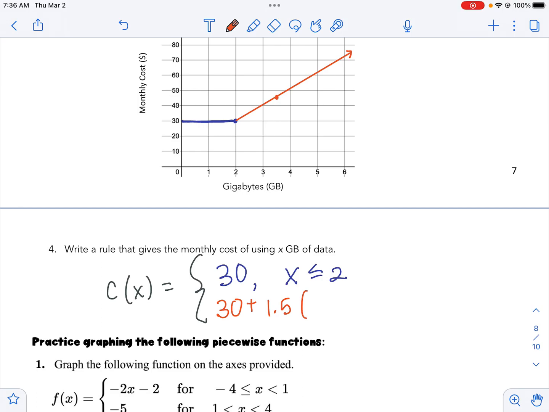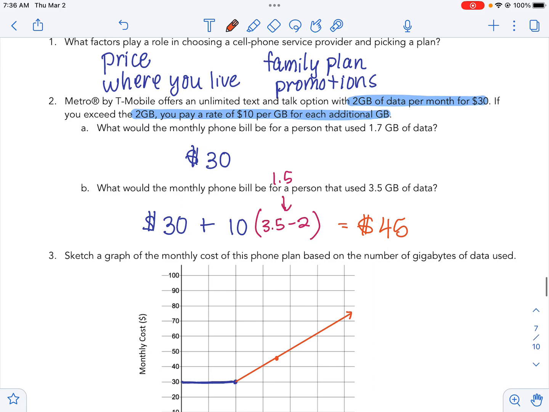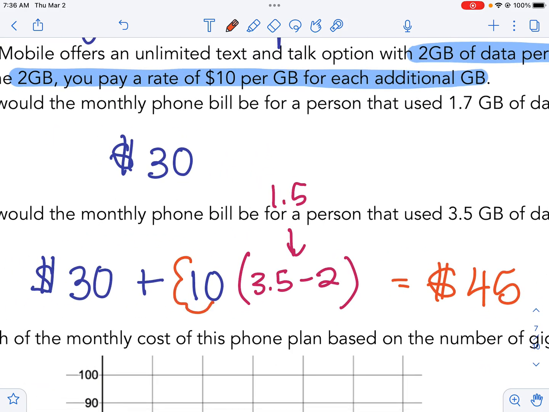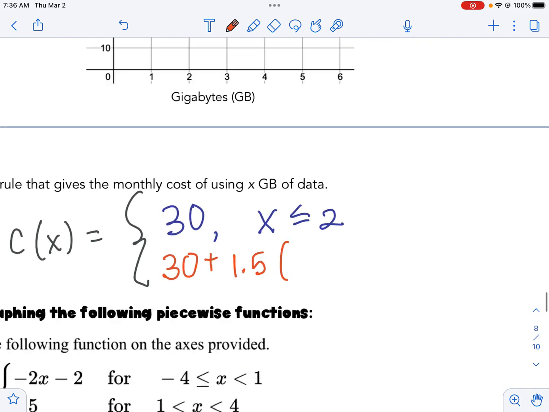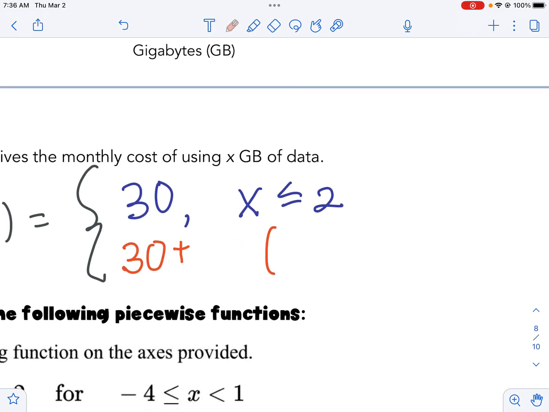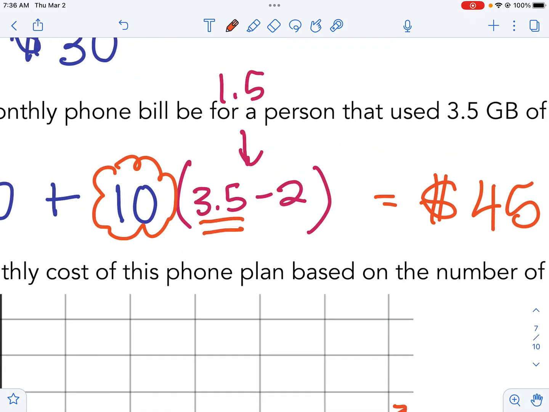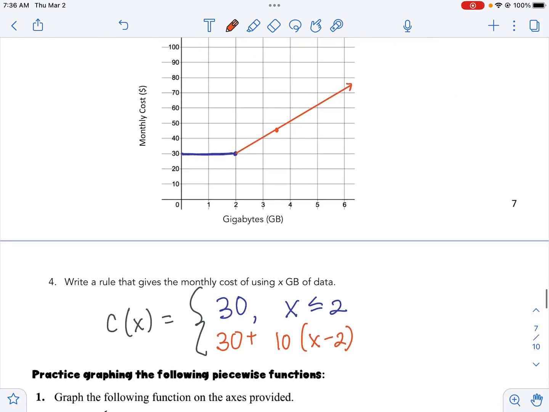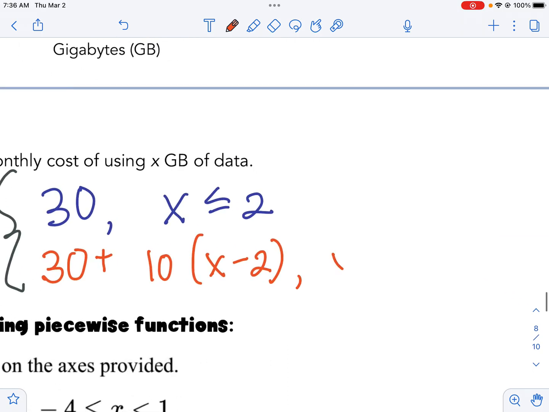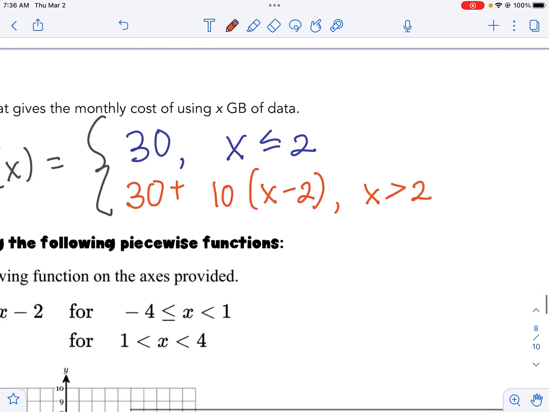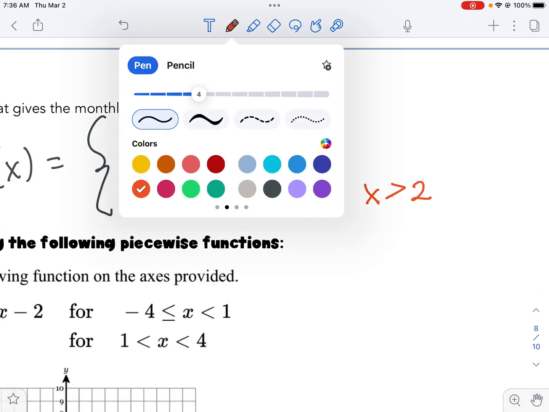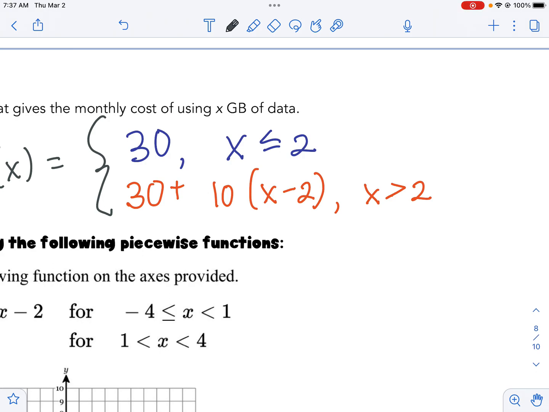So the number of hours, oh no, it wasn't 1.5. That was how much we went over. It was $10 for every gig that we go over. So I have to change this. So then it was $10 for every gig that we went over. And we only could go over 2. So that's kind of what we plugged in here. We went over 3.5. We subtract 2, the amount that we are paying the $30 for, and that's for when x is greater than 2. Okay, so again, x is the amount. Okay.